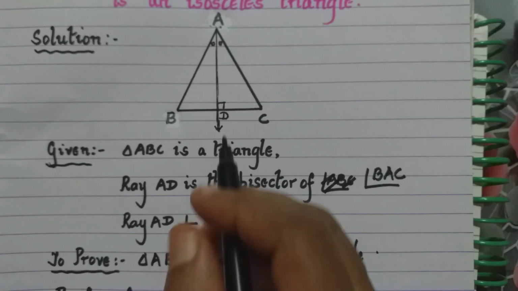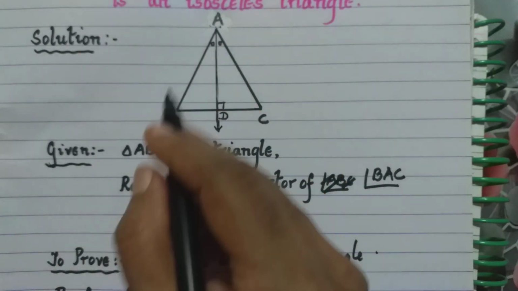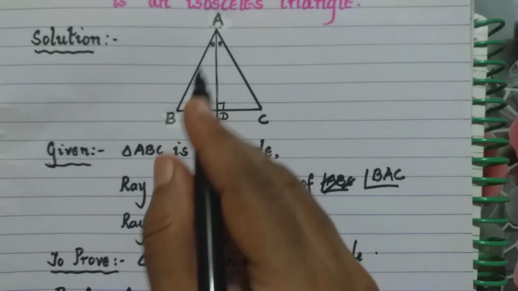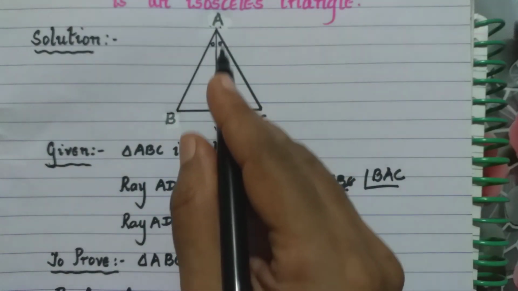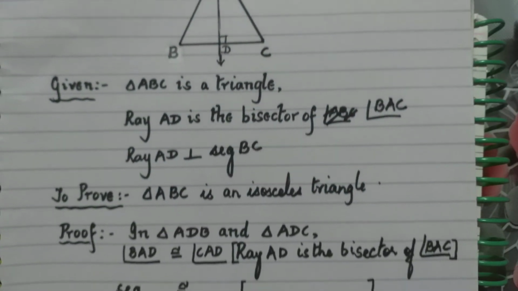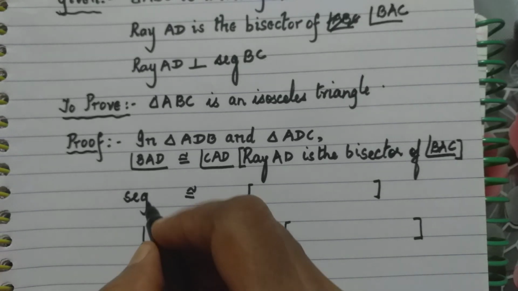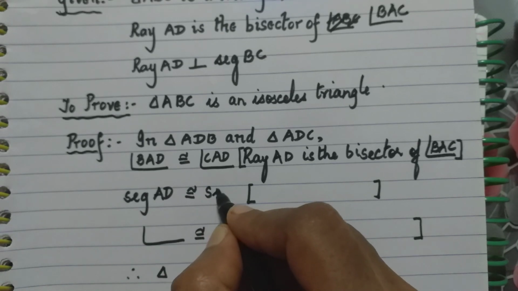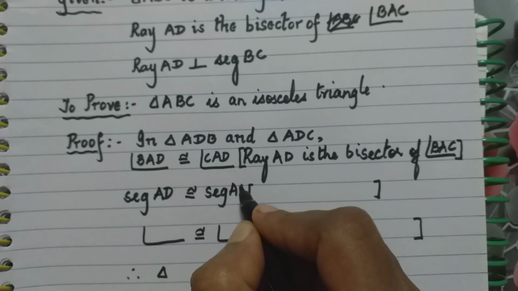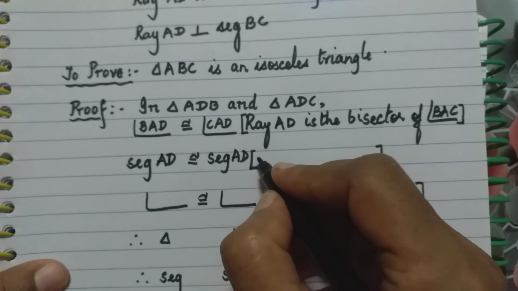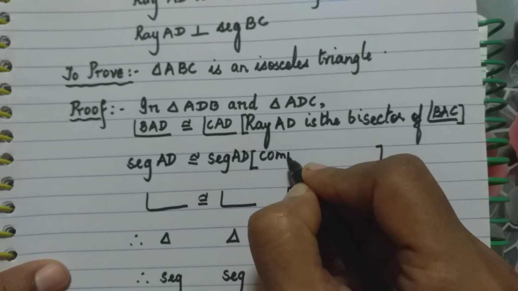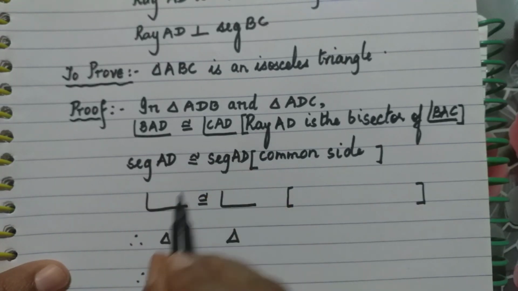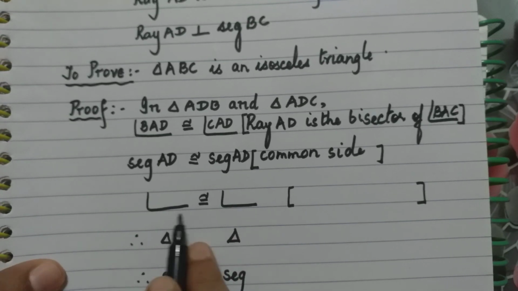Then I have one pair of segments also which is congruent. Let us look at the figure. Here, when you look at these two triangles, do we see this segment AD which is common to triangle ABD and triangle ACD? So, segment AD is common. So, I can write here segment AD is congruent to segment AD. What is the reason? Common side.